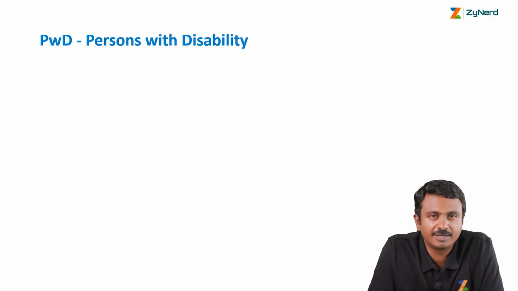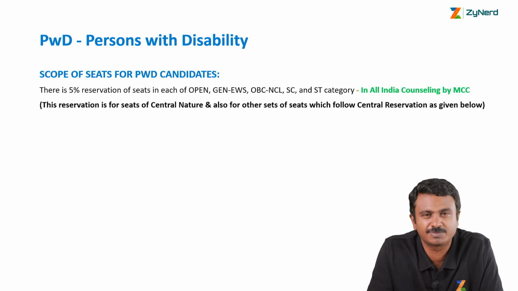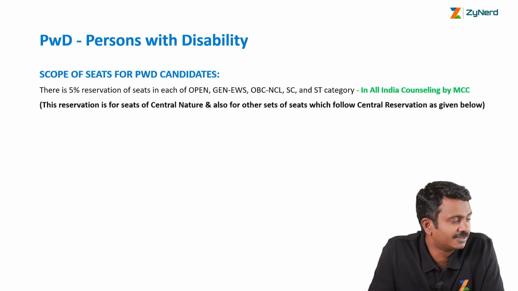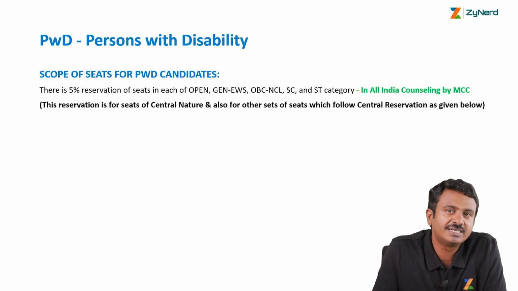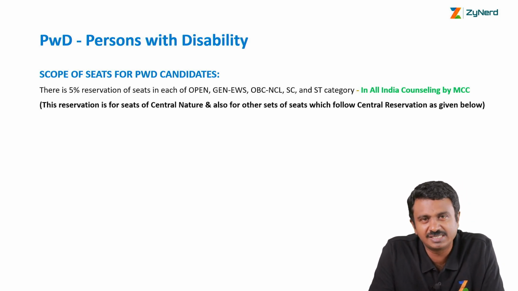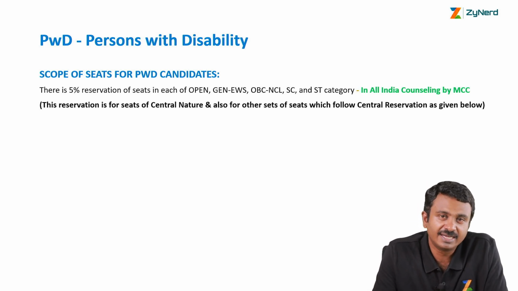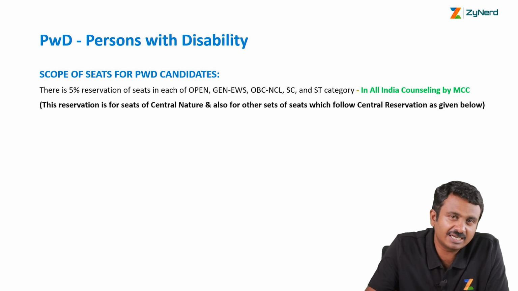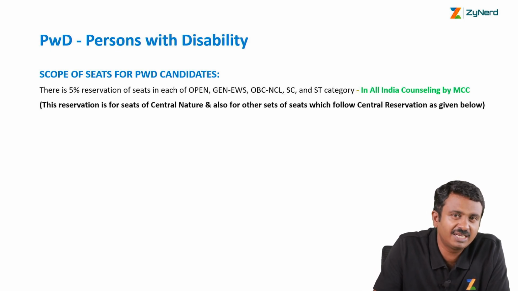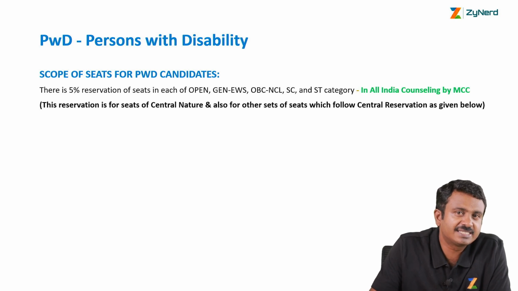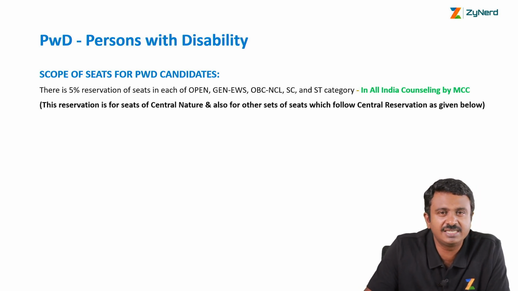We'll just look at PwD. PwD are persons with disabilities as per the RPWD Act, and the scope of seats is that there is 5% reservation under every category, where there is a central reservation in All India Counseling. All India Counseling is for a set of seats which are under All India quota, open seats, and certain seats which are state seats, etc. Among all these seats, there is a 5% horizontal reservation within open seats, SC seats, ST seats, OBC seats, and EWS seats.